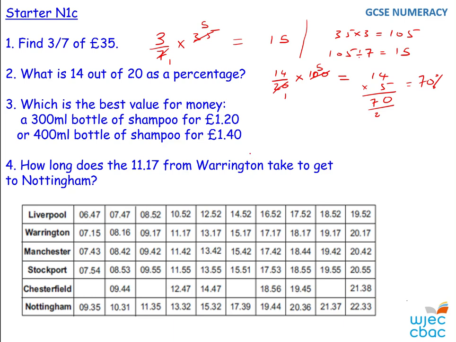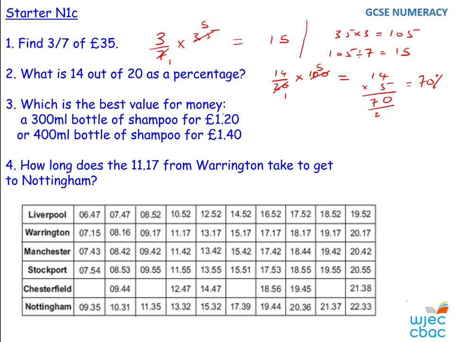Question 3. Which is the best value for money? 300 mil for £1.20 or 400 mil for £1.40? Now, you can't compare unless you make them the same. Yeah, so we've got to make them the same. So you can only compare like for like. 300 mils for £1.20 or 400 mil.